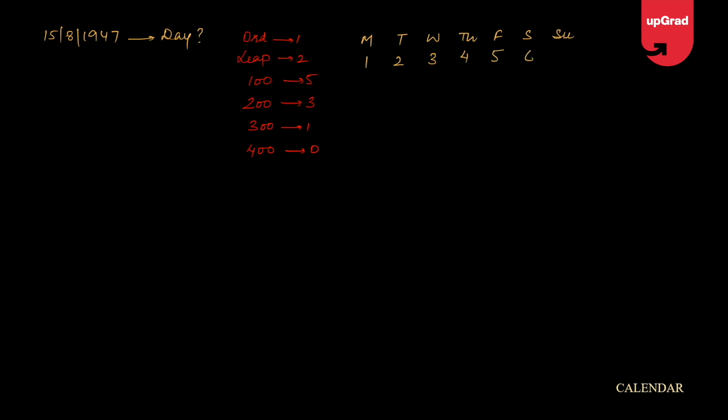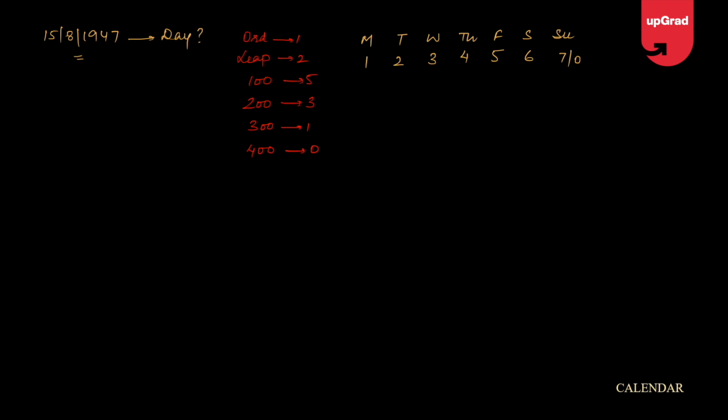So Monday stands for 1, Tuesday for 2, Wednesday for 3, Thursday for 4, Friday for 5, Saturday for 6, Sunday for 7 or 0. Because having 7 odd days or 0 odd days is one and the same thing. Because when we divide 7 by 7, the number of odd days comes out to be 0. Now let's come to the question and see how easily we can solve it.